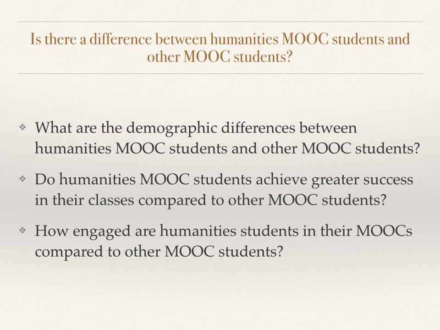First, what are the demographic differences between humanities MOOC students and other MOOC students? So, are there more males than females? Is there an age difference? Are there differences in where the students are from? Second sub-question is, do humanities MOOC students achieve greater success in their classes compared to different types of MOOC students? And third, how engaged are humanities students in their MOOCs compared to other types of MOOC students?